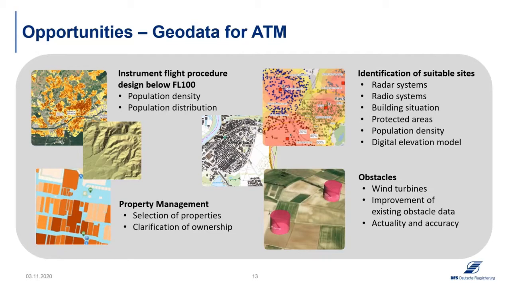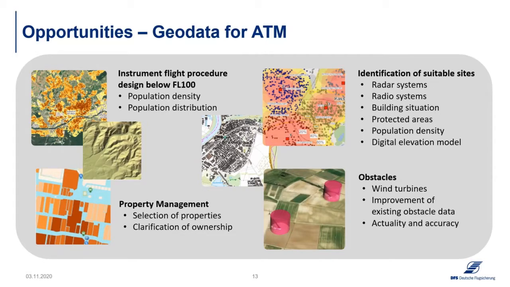Another benefit would be, for example, the provision of precise and up-to-date geodata for the identification of suitable sites for, for example, radio systems. Here we could use a detailed geodata set of the building situation, for example, official building footprints, or again, the population density and a digital elevation model. And with geodata software, it's also possible to perform a detailed location analysis with, for example, radio search or a location analysis according to specific criteria such as protected areas.